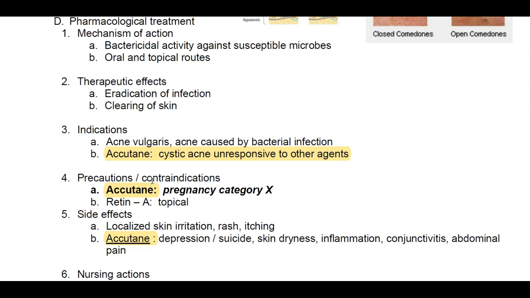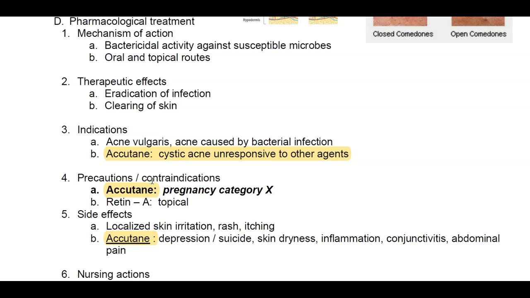Other mechanisms of action can include either oral or topical routes of administration of certain drugs. The therapeutic effect is mainly to eradicate or treat the infection, and it also helps clear the skin. Indications for pharmacologic treatment are acne vulgaris, or acne caused by bacterial infection, and specifically for Accutane. So Accutane is not the first line of treatment. That's not the first thing that we administer to our patient, or that the provider orders immediately after they have acne. So Accutane is the last resort for cystic acne that is unresponsive to other agents.